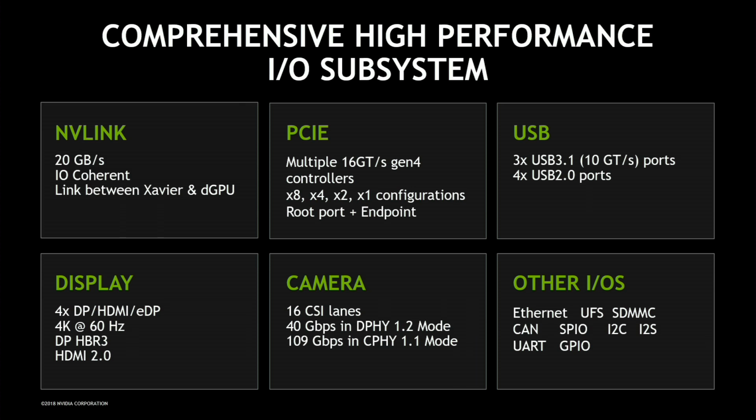We went to USB 3.1 Gen 2. Display, we added 4 display ports. So we have a high amount of display, 4K 60 support. And then camera. Camera, we have 16 CSI lanes, supporting up to 109 gigabits per second in C-PHY mode. We also support D-PHY. And so that's getting all of your camera and sensor data in. So a big improvement in the I/O subsystem, generational leaps in PCIe, USB, and adding NVLink. And that helps keep the system fed.